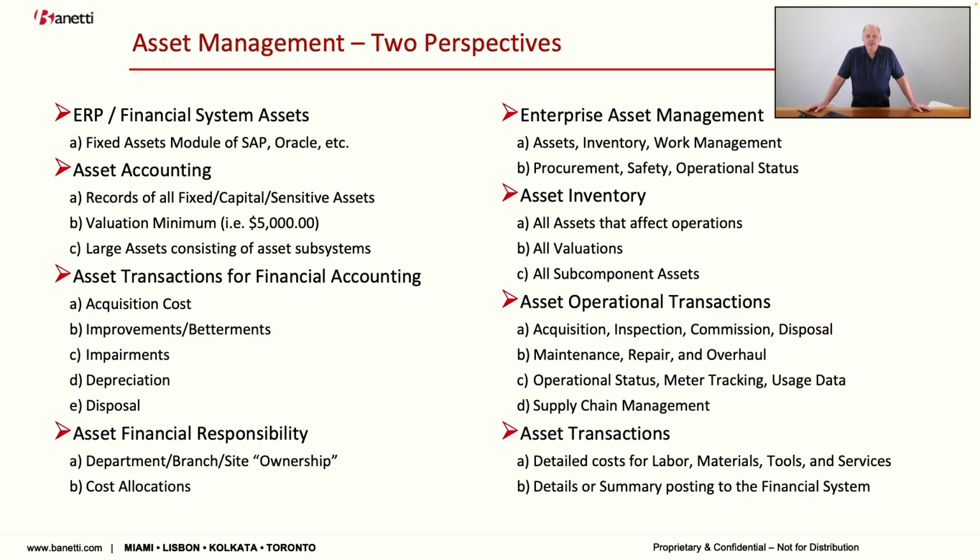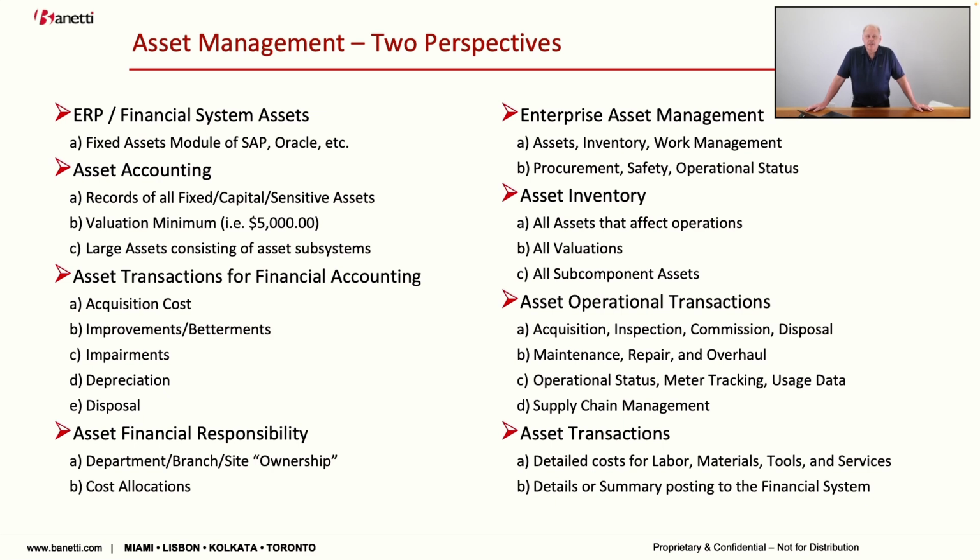Those transactions that are most important to the ERP are the acquisition cost, improvements or betterments, major impairments that reduce the asset's value, depreciation over time, financial depreciation, and then the disposal. So those are the transactions that hit the books on asset accounting. And the financial responsibility may be assigned at a department or a site level, so we get some sort of a cost allocation across the company. Again, very valuable information in the company's financial reporting.